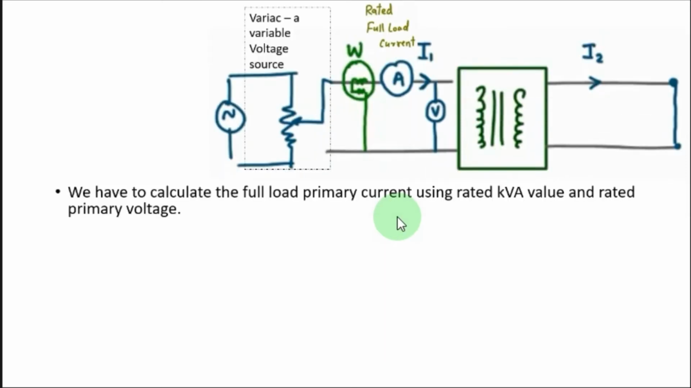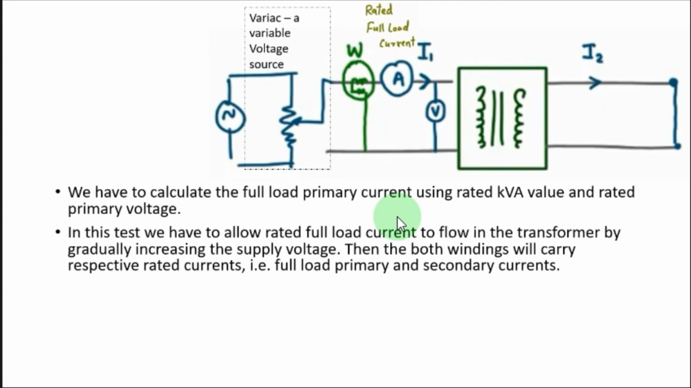Right. So we have to calculate the full load primary current using the kVA value and the rated primary voltage. We can find the rated current.